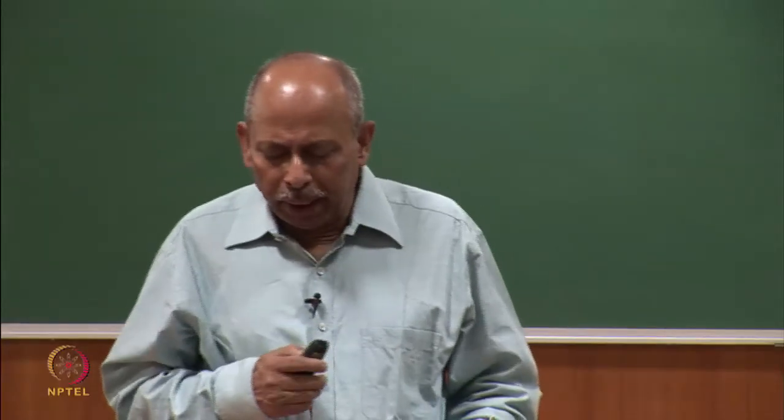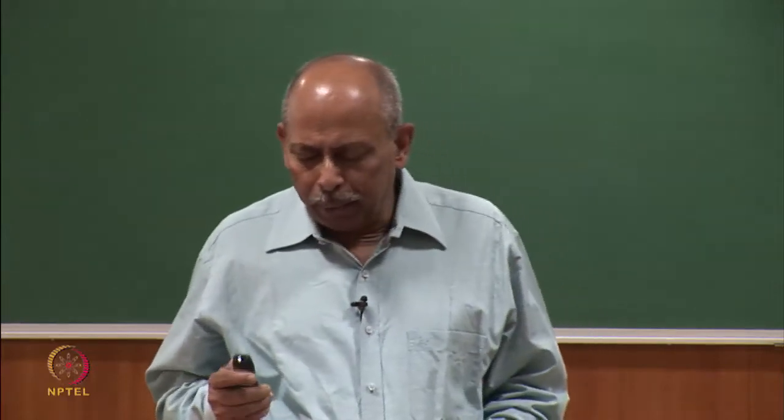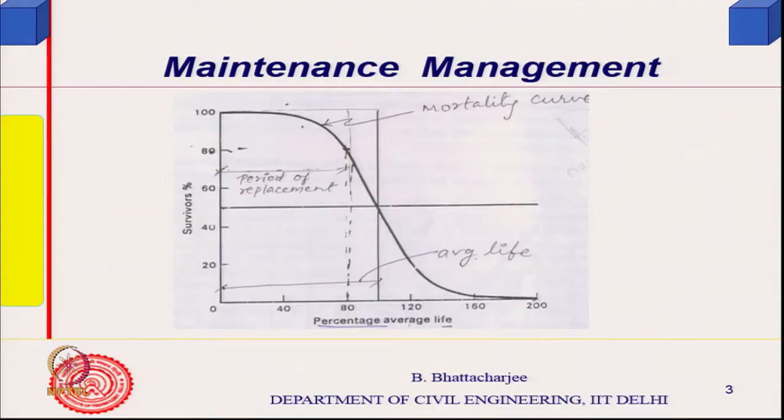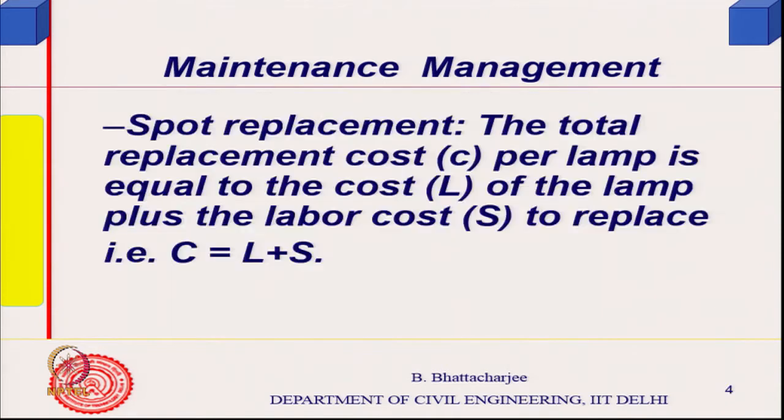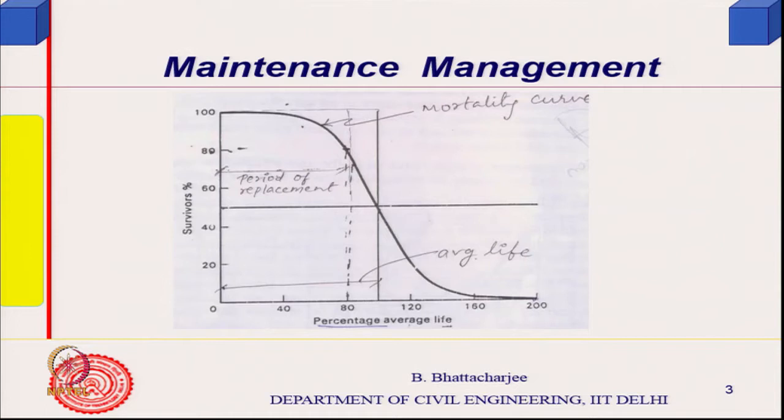So, if we continue with that, then the mortality curve for lamps looks something like this. We plot percentage average life on one side and percentage survivor on this side. These are what manufacturers find out from their test experiments. At the starting point you will have 100% lamps.